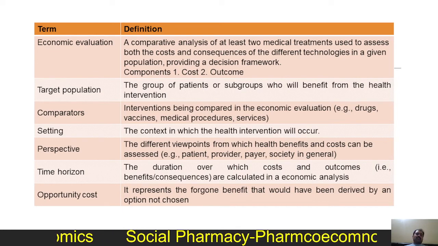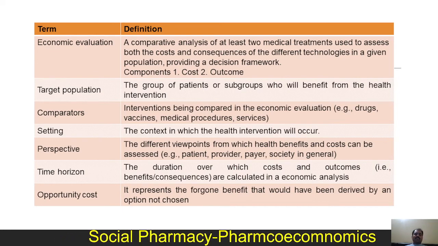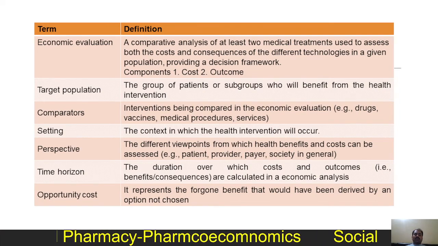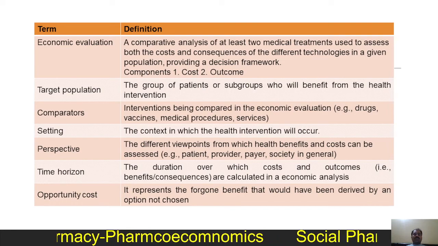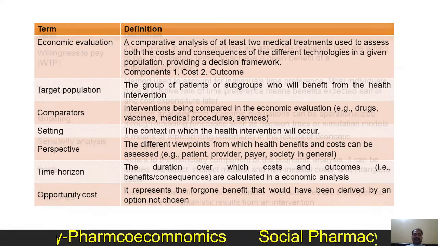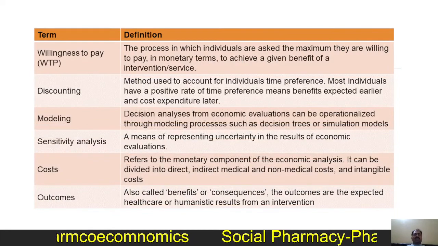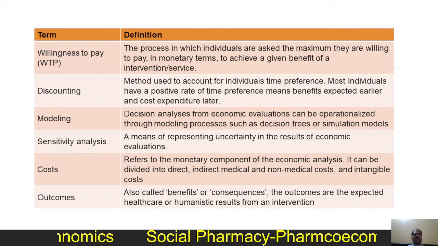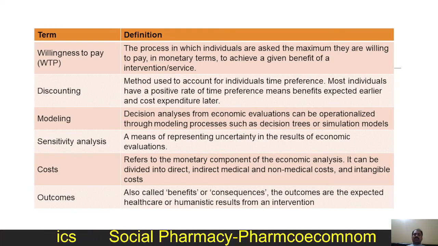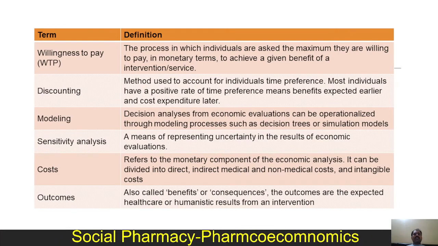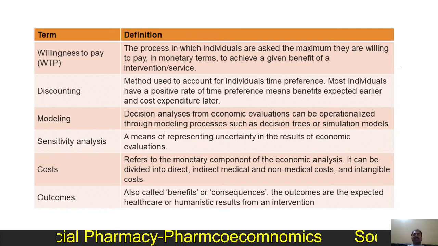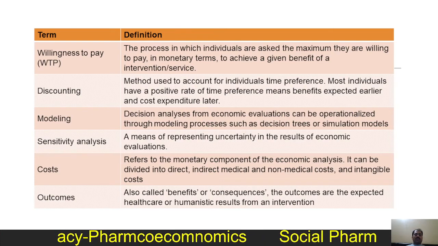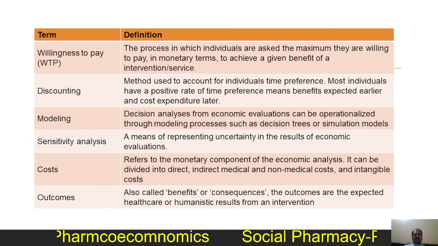Opportunity cost is the foregone benefit that would have been derived from the options that are not chosen during the treatment. Willingness to pay: a simple meaning is there, the person who is willing to pay for the health intervention or the treatment. It is the process in which individuals are asked the maximum they are willing to pay in monetary terms to achieve the given benefit of the intervention or service.